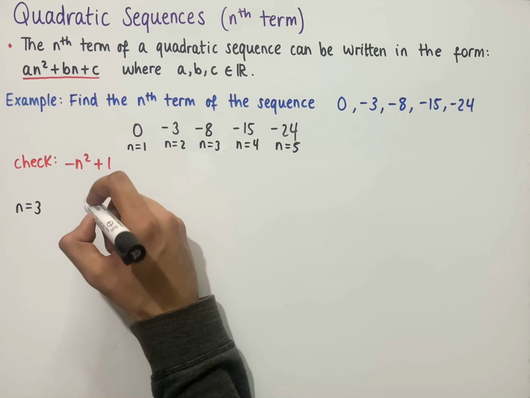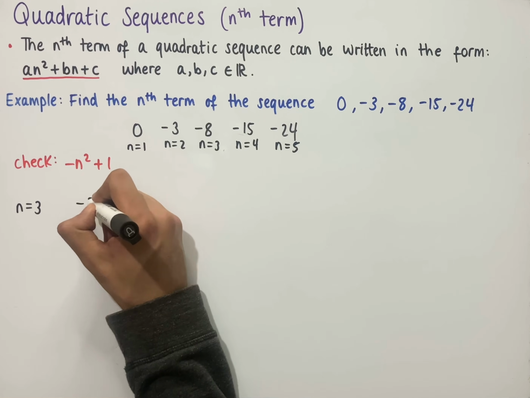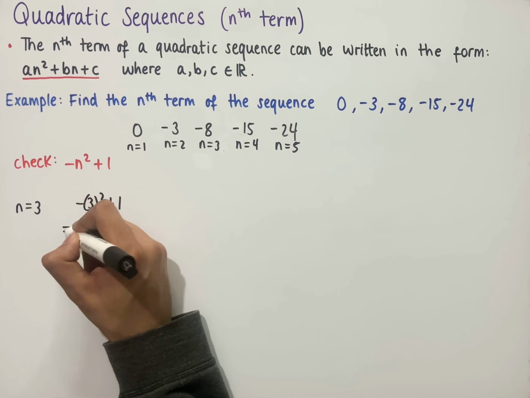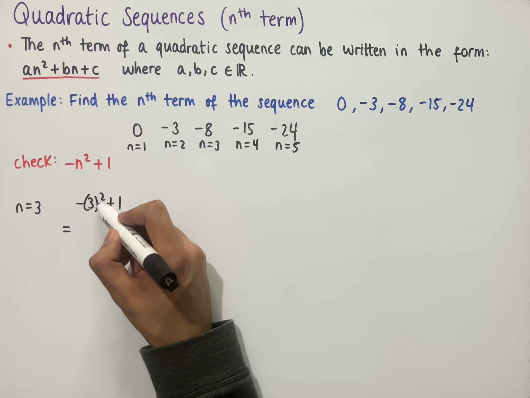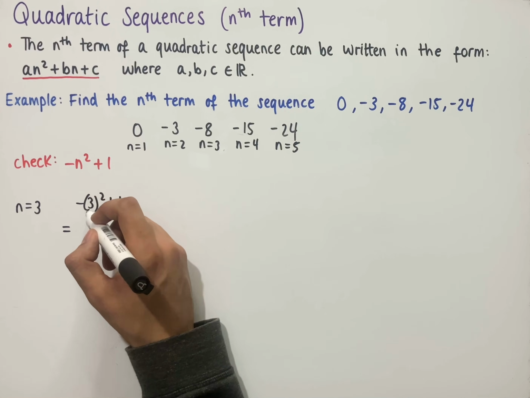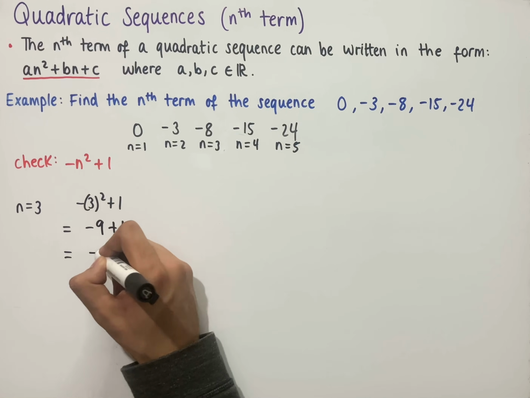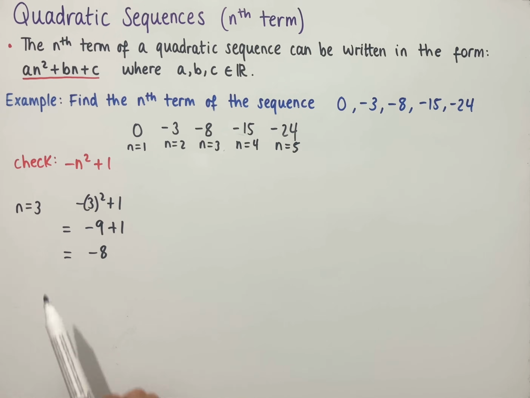So if we substitute 3 in, we end up with -3 squared plus 1. And so this simplifies to 3 squared first, which is 9, and then 9 times -1, which is -9, plus 1, which then simplifies to -8. And so we see that the third term is indeed equal to -8. And so that is how you work out the nth term of a quadratic sequence.